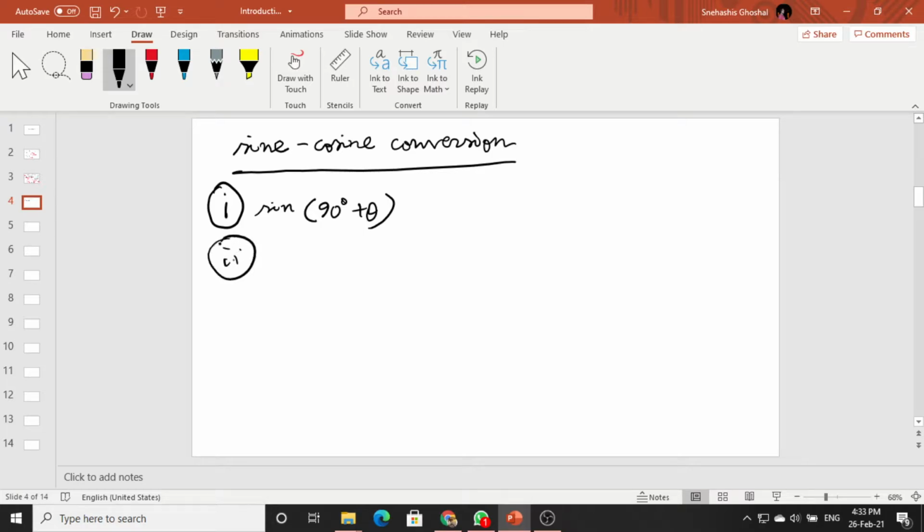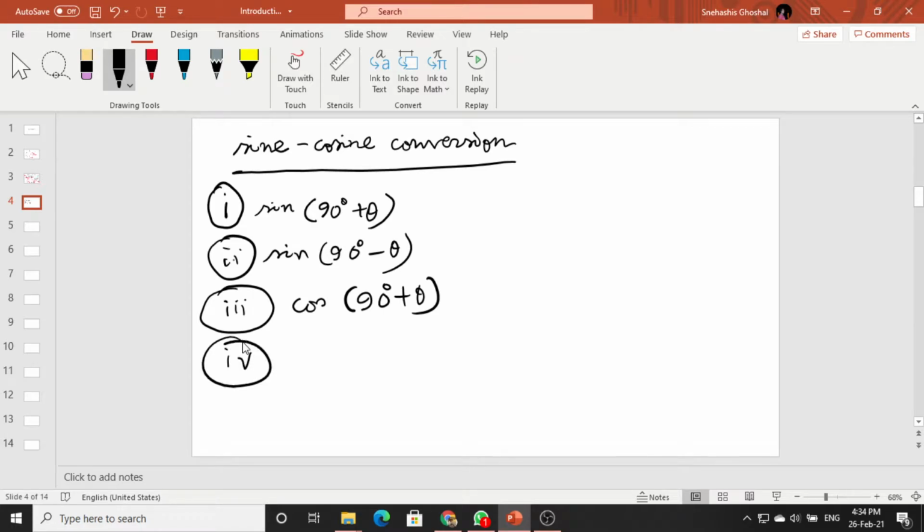Second, sine 90 degree minus theta. Third, cos 90 degree plus theta. And fourth, cos 90 degree minus theta.